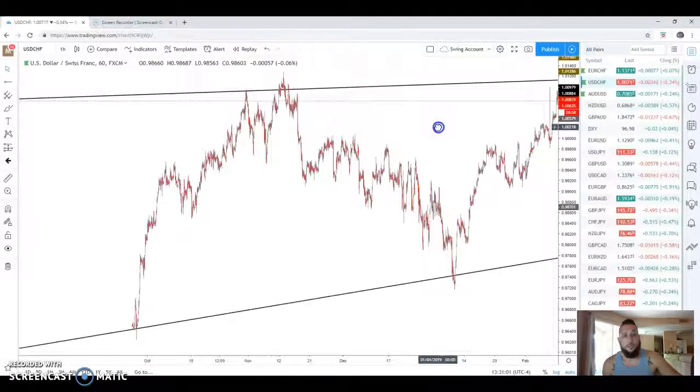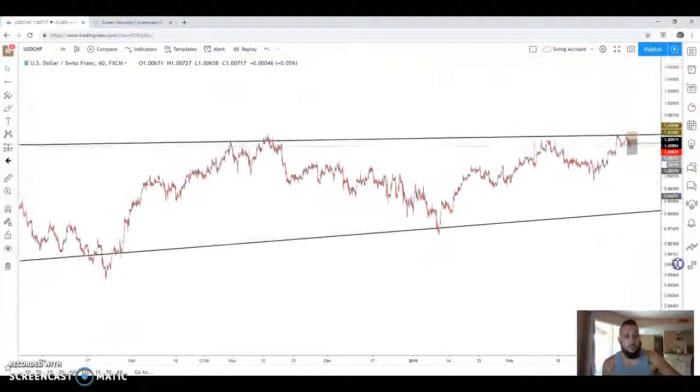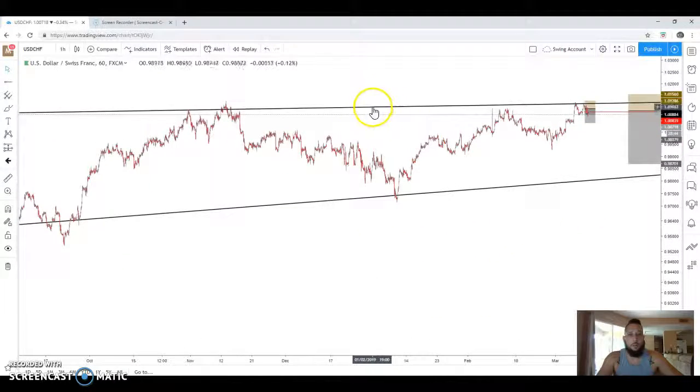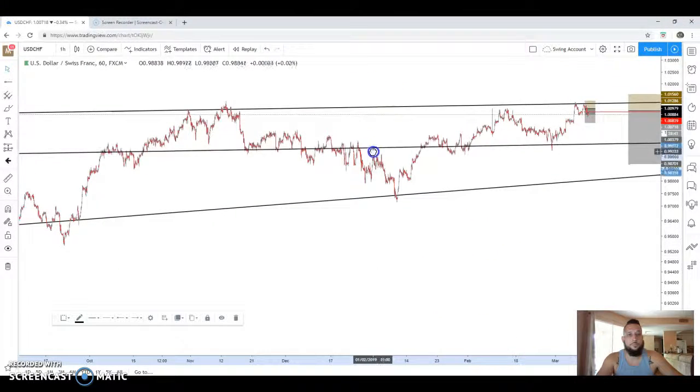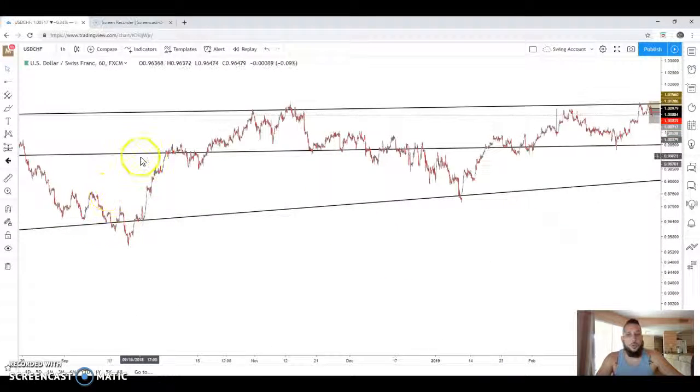US dollar CHF, kind of the same setup. I don't have the control line drawn on here, but you can basically see what's going on. There's not much price in this lower section, and there's a lot of price in the top section, so I can look for a sell. Show you what I'm talking about. Something like that. That's the control.